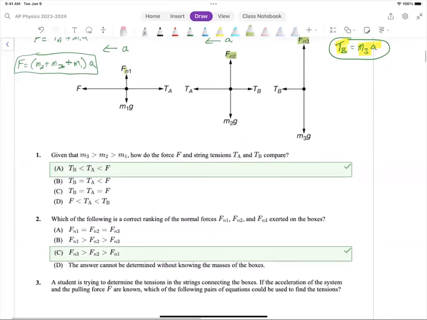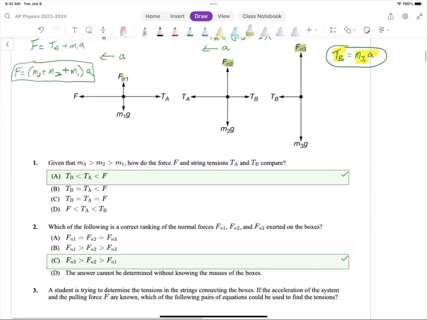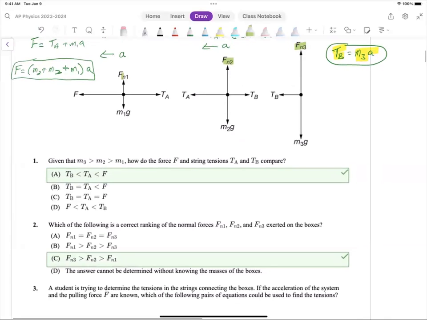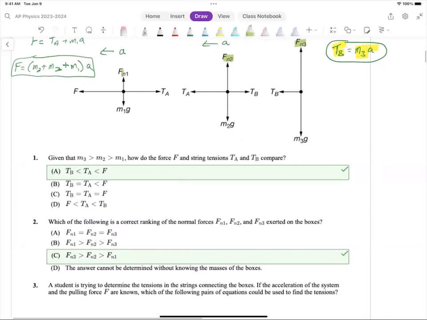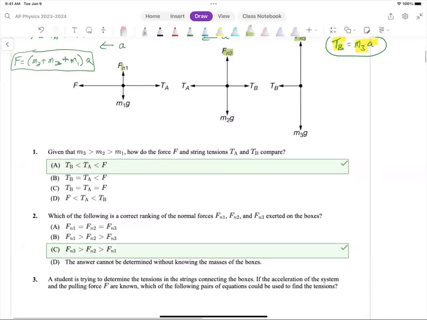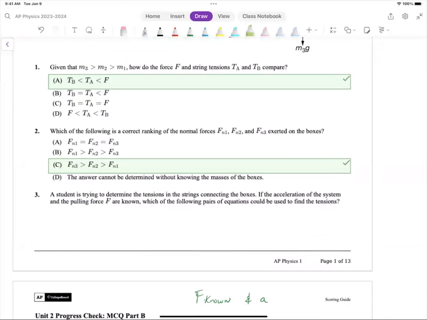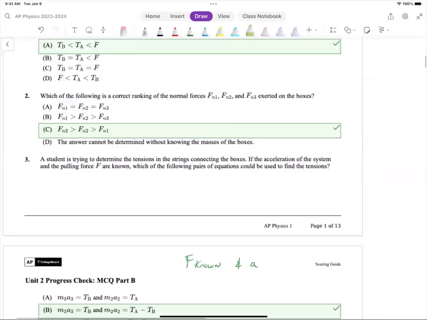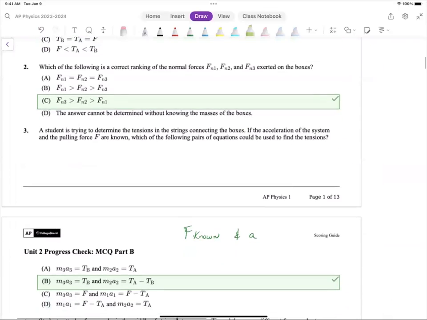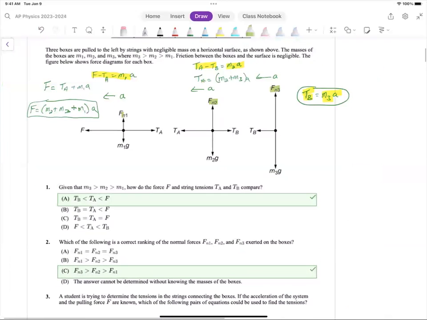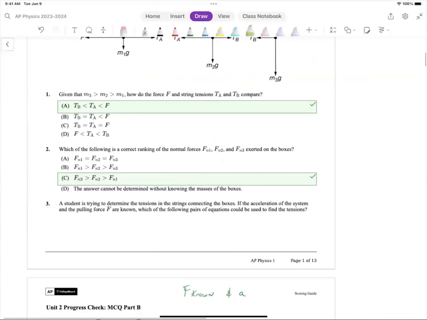Now, the student is trying to determine the tensions in the string that's connecting the boxes. If the acceleration of the system and the pulling force are known, this is number 3, so A and F are known, which of the following pairs of equations could be used to find tension? So I know A and I know F, and I'm just going to look at the equations that I have up there and determine which one could be used to find TA and TB.